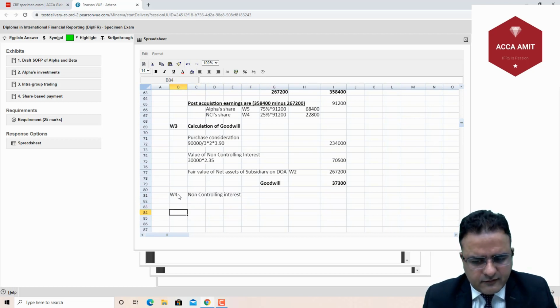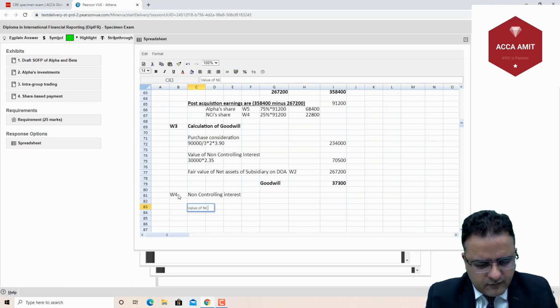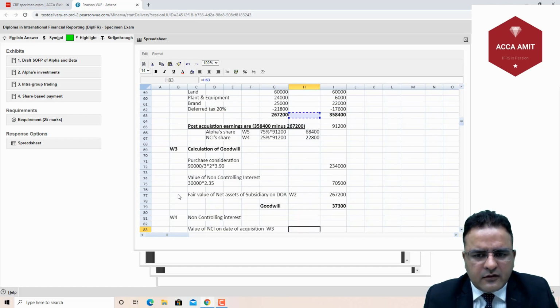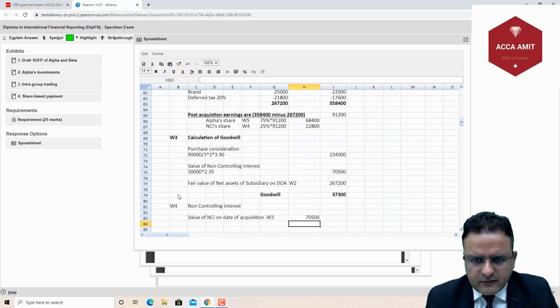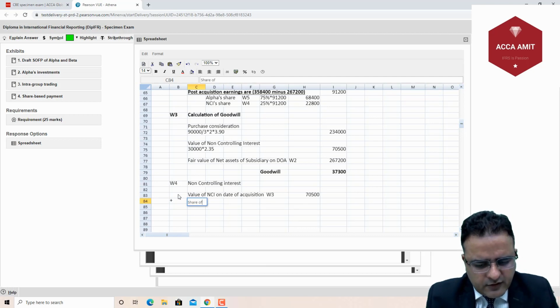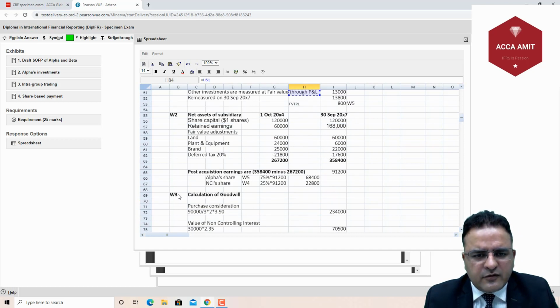Value of NCI on date of acquisition is in working note number 3, which is equivalent to 70,500, plus share of profit of NCI. This is presented in working note number 2, equivalent to 20,800.